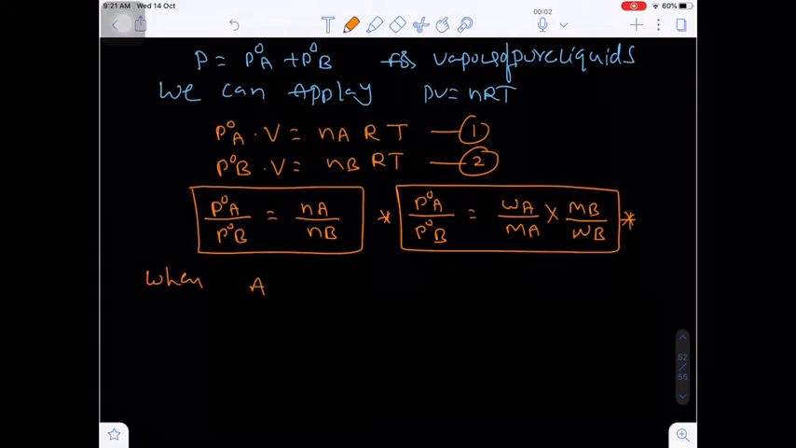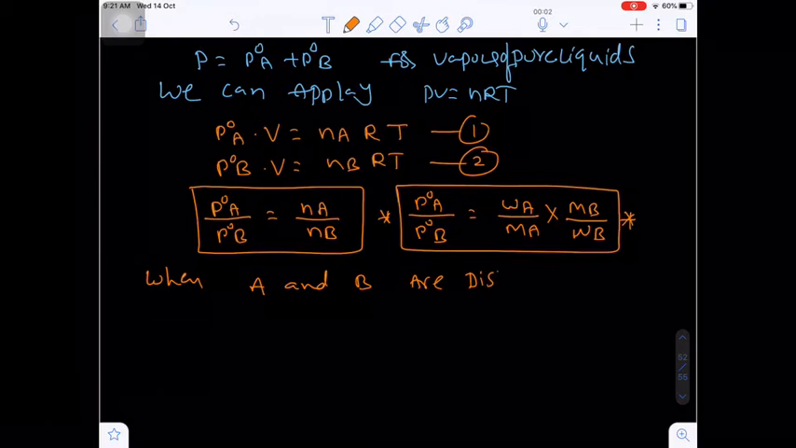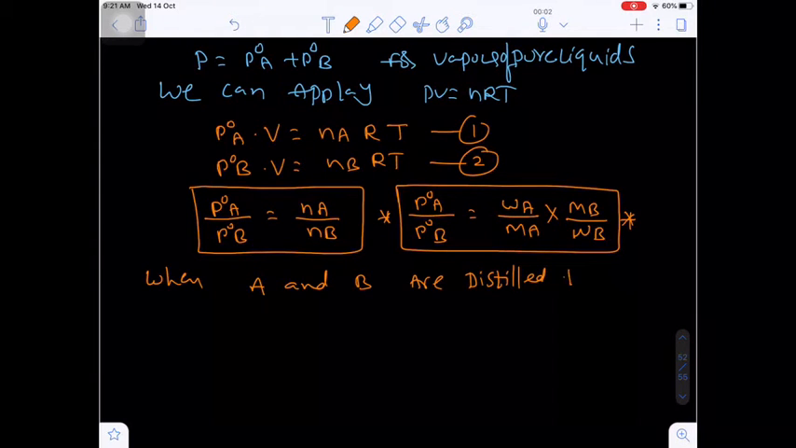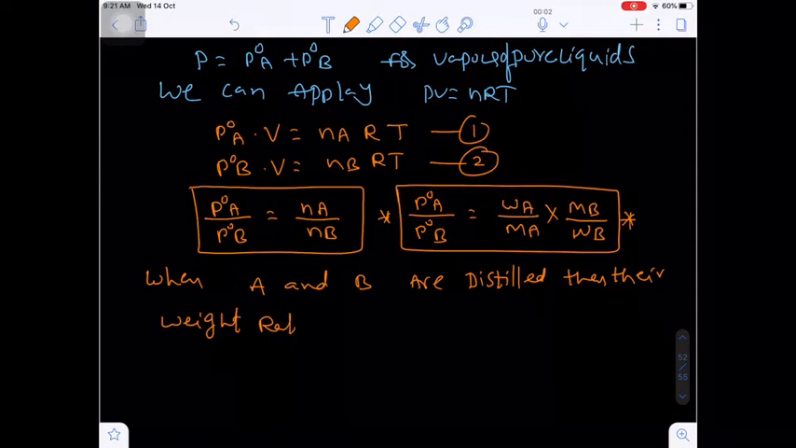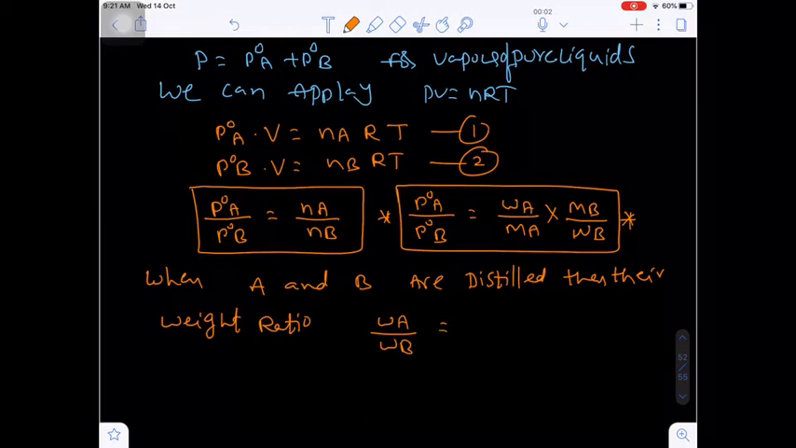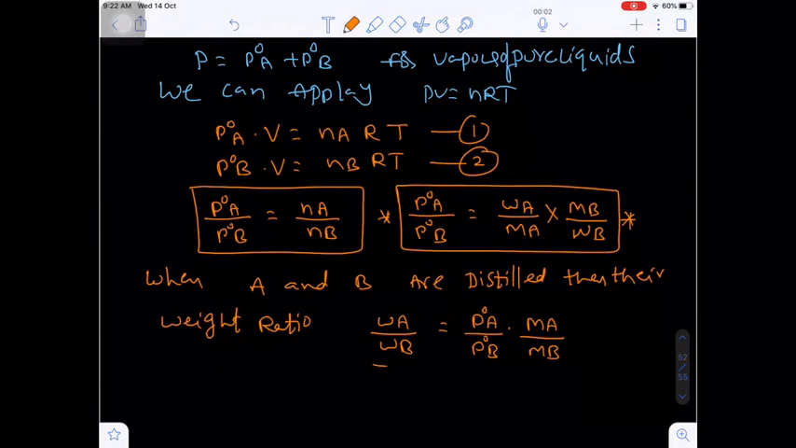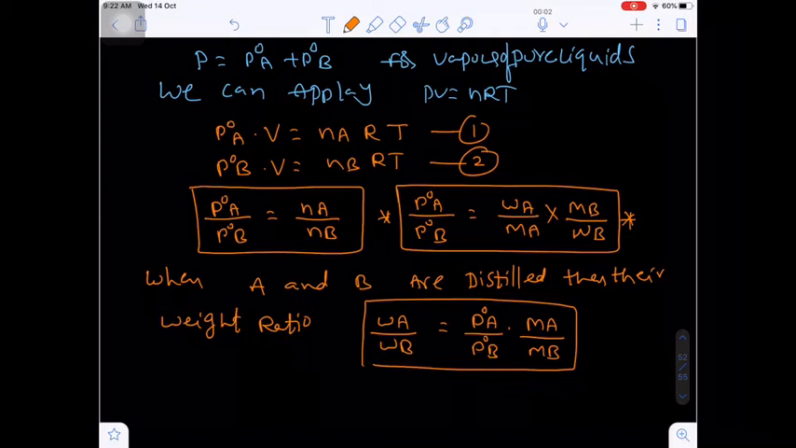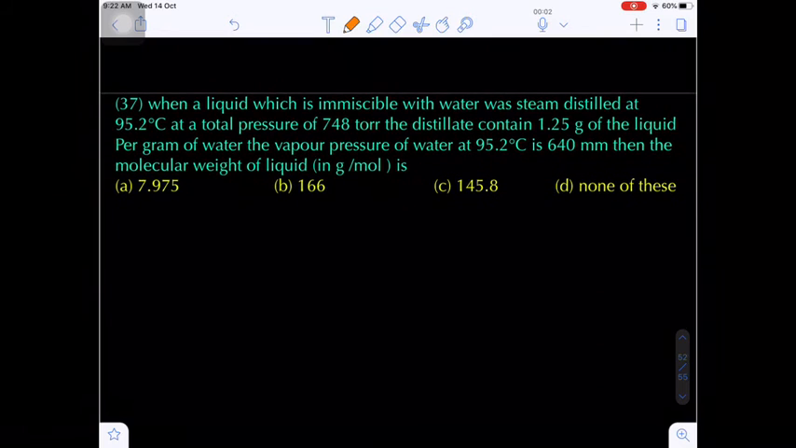Now when A and B are distilled, their weight ratio will be equal to W_A upon W_B equal to P naught A upon P naught B into M_A upon M_B. Yes or no? So this is the direct formula we can use directly in the numerical. Are you getting my point?